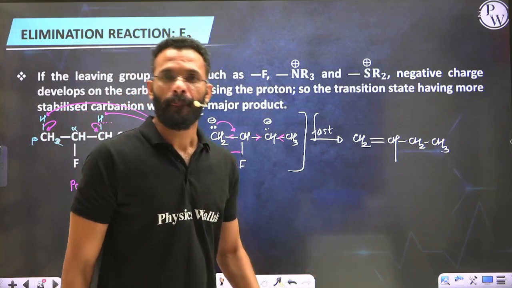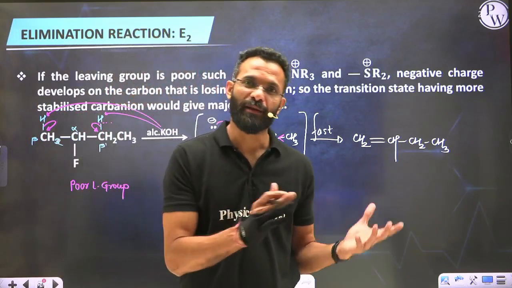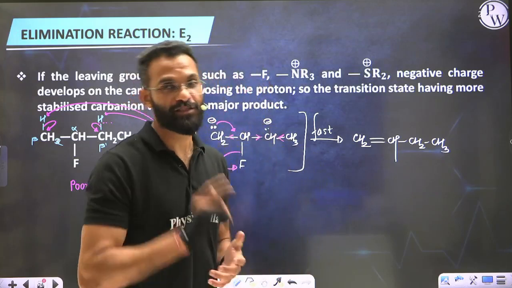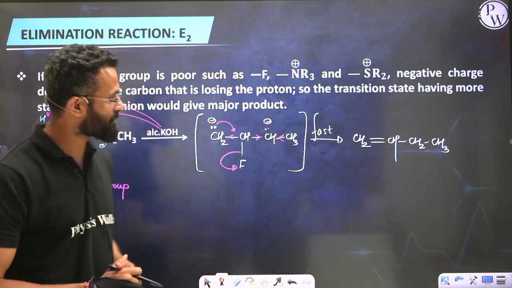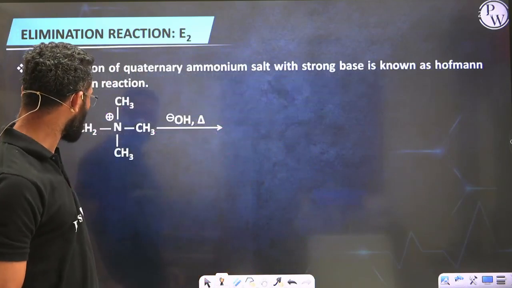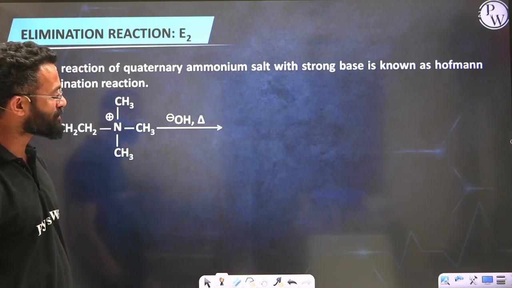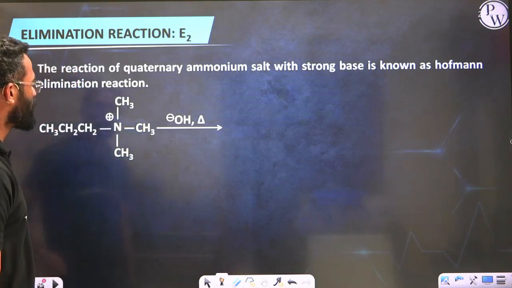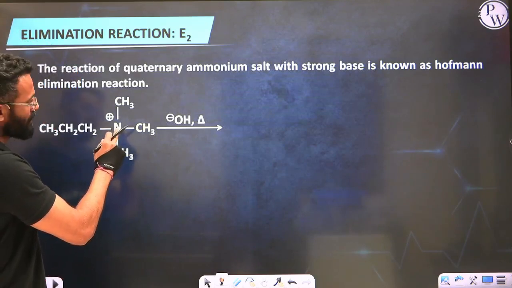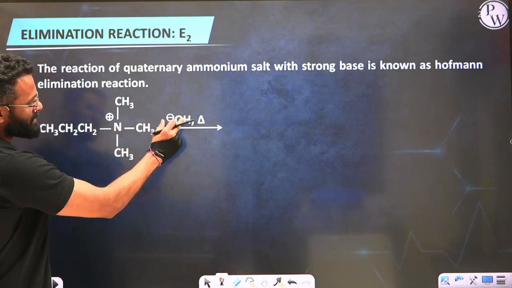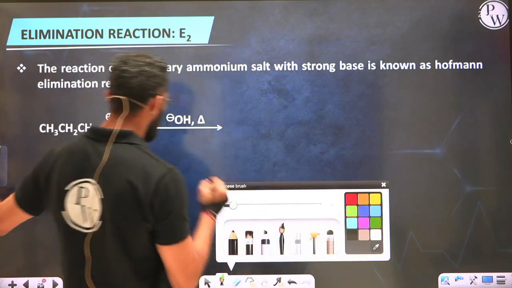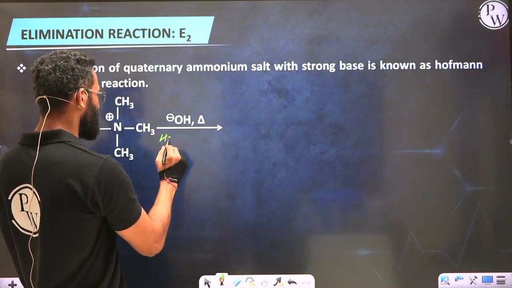So you saw, when your base is bulky, you're going to get the Hofmann elimination product. When your leaving group is a poor leaving group such as F, you are still going to get a Hofmann elimination product. And now the important condition is the presence of NR3+. Well guys, pay attention to what I'm saying. If you ever find that you have got a quaternary nitrogen atom with OH minus ion as a base and heat, it is always going to be a Hofmann elimination product.